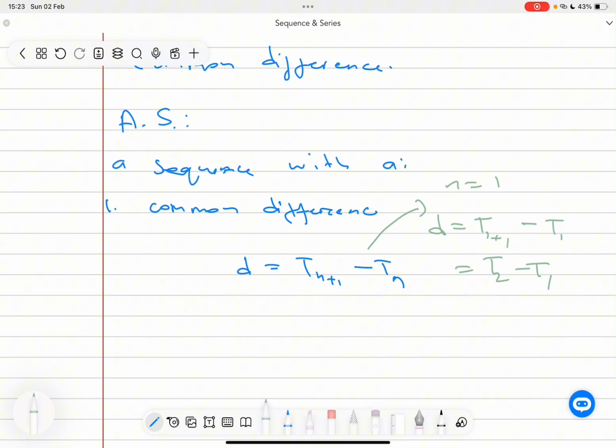You can take it with a different number of n. Let's say you use n to be 2 there. You're going to have 2 plus 1, which is going to be 3. Then here we're going to have a 2. So T3 minus T2 is the next term minus the previous term. So this is a general way of writing it using the definition that we spoke about in lesson 1 for the next term and the previous term.